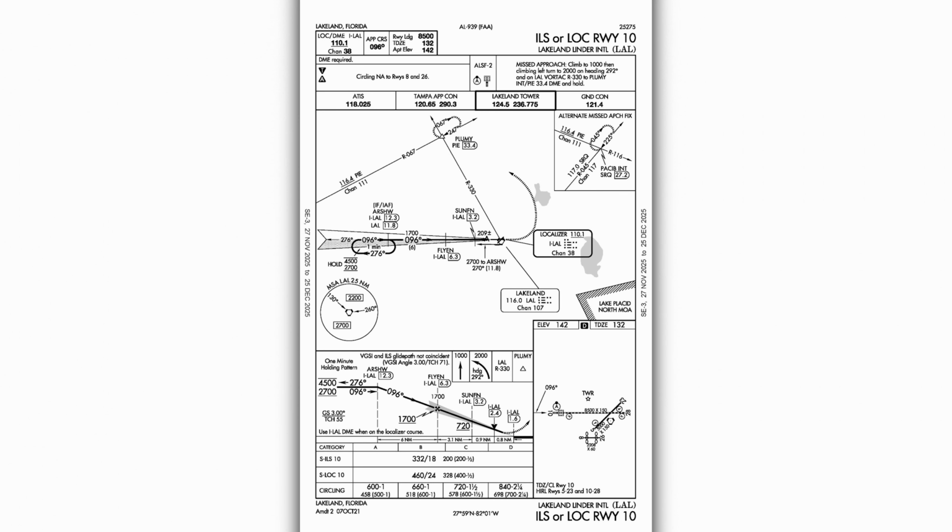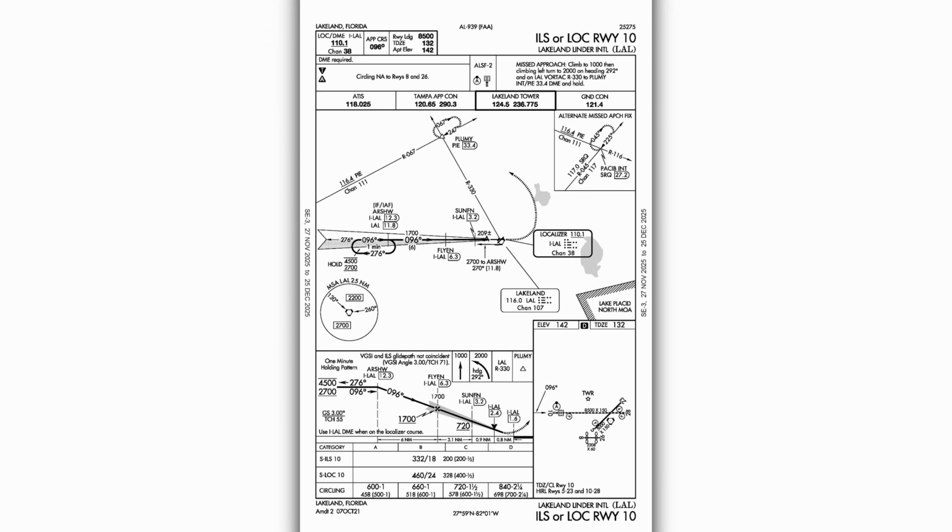Let's go ahead and take a look at an instrument approach plate. Here we have the ILS runway 10 into Lakeland Linder International Airport in Central Florida. We can tell it's for this airport due to the information given in the top right corner. And above the information that we were talking about, you can also see what kind of approach we're talking about, which will say the ILS or LOC runway 10.